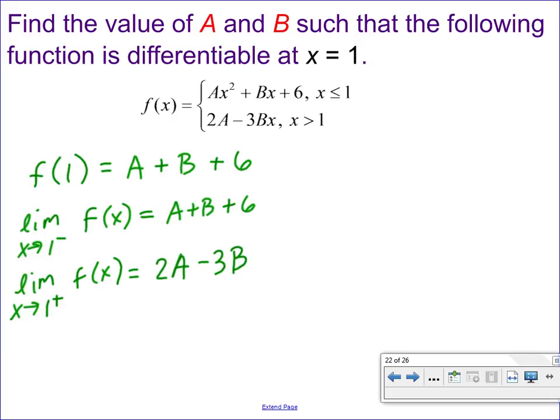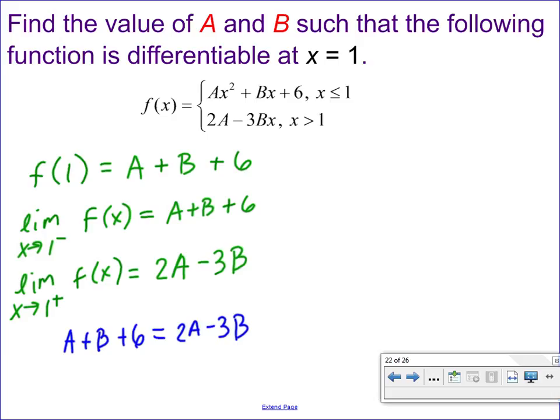If my function is going to be continuous, which is a requirement for differentiability, what must be true? What has to be true here? Danny? Two limits have to be equal. Absolutely. I need the left-hand limit to match the right-hand limit to equal a plus b plus 6. So what are we going to do? Well, we've got one equation now. I need a plus b plus 6 to equal 2a minus 3b. That's great, and that's important. In fact, if this equation is not met, then there's no hope for it being differentiable.